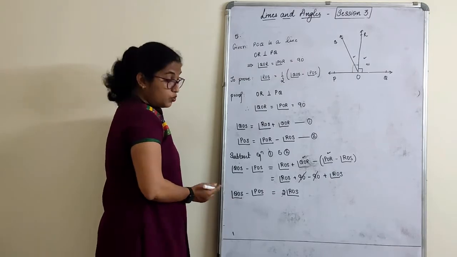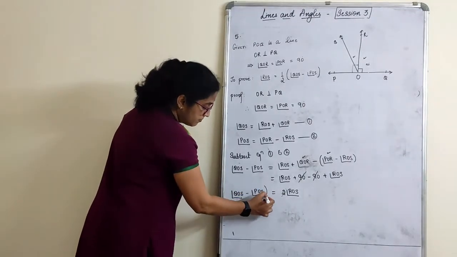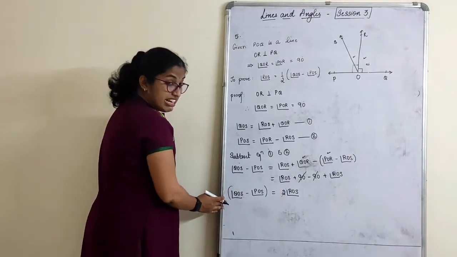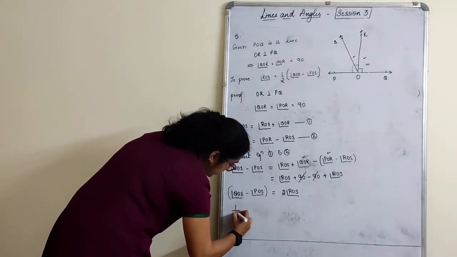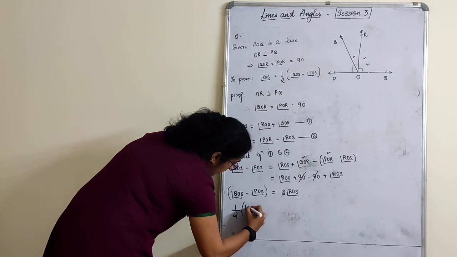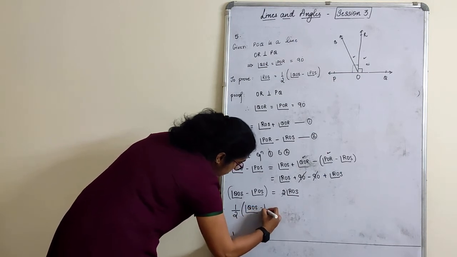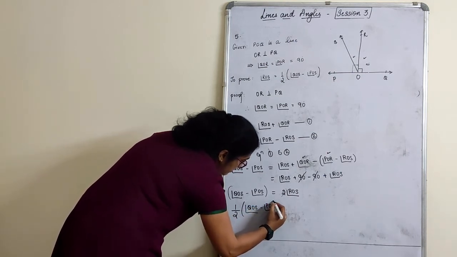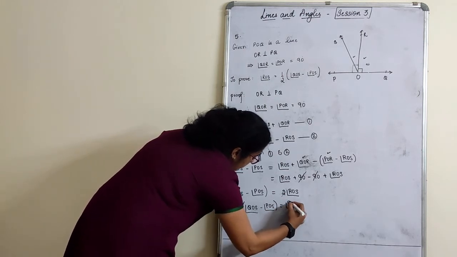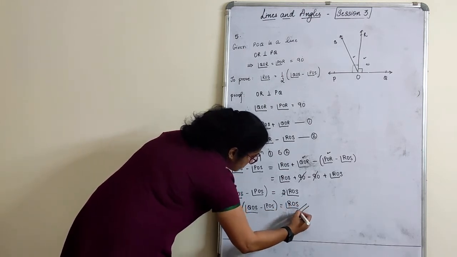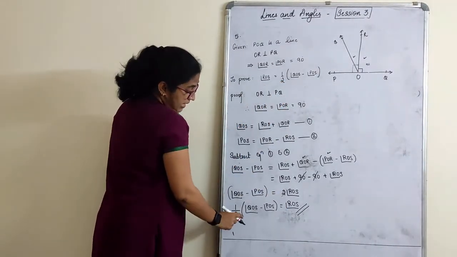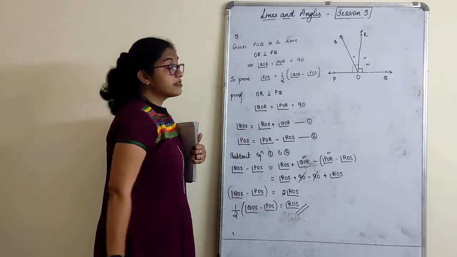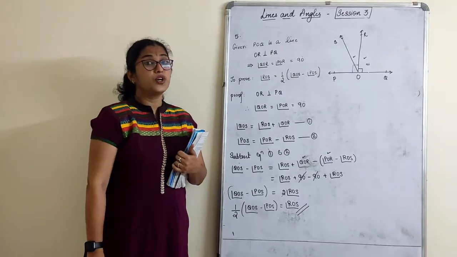What if I bring this 2 down? This is multiplication; when it comes across, it becomes division. So if I bring this 2 down, it is read as half. Angle QOS minus POS is equal to angle ROS. That's what you want. Angle ROS is equal to half of angle QOS minus POS. That is what we proved here.